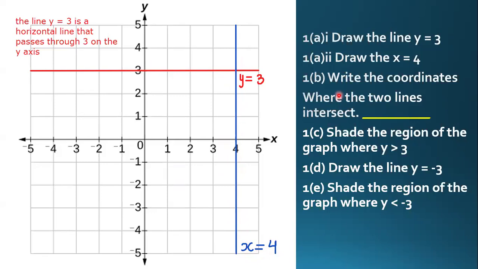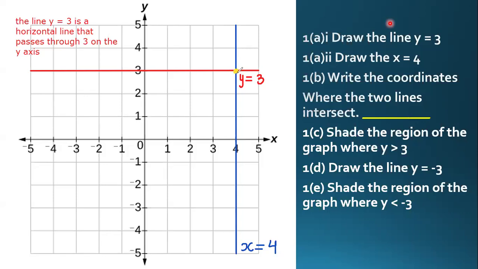The next question, 1B. What do y'all have for that one? Write the coordinates where the two lines intersect. What do y'all have for that? 4, 3. Are you sure? 4, 3. Where do the two lines intersect? Right there, 4, 3.